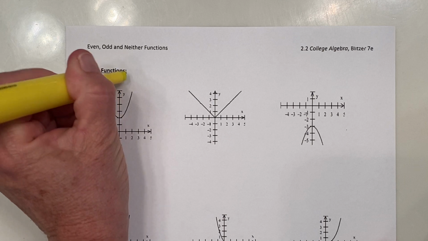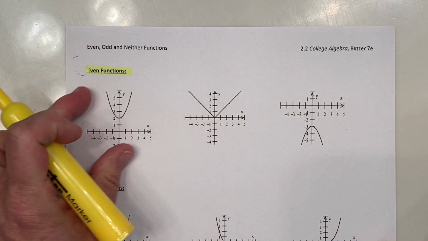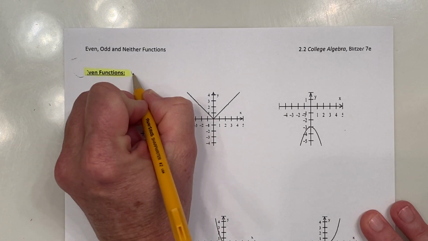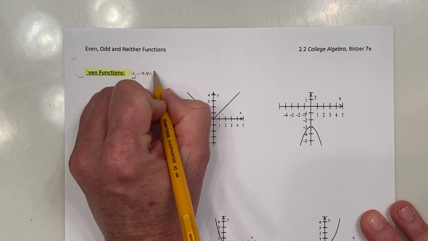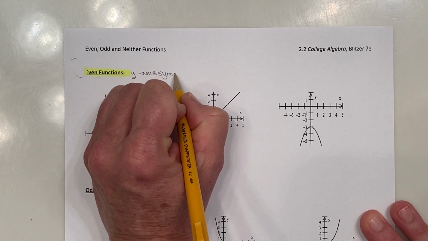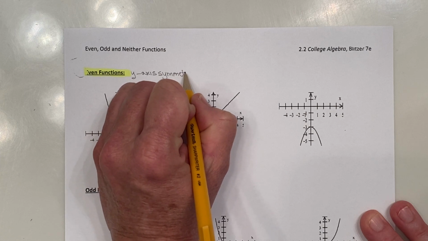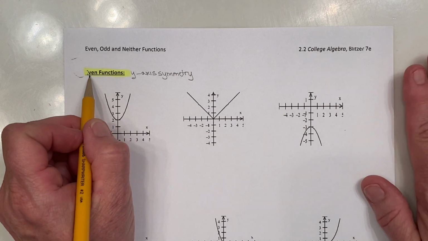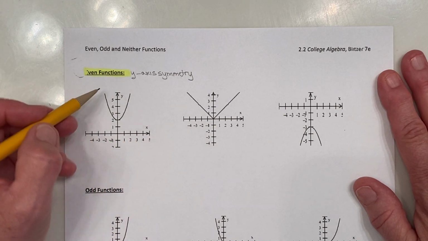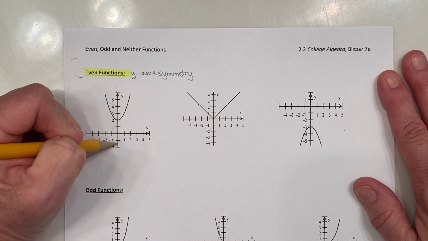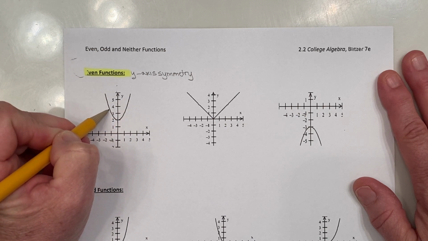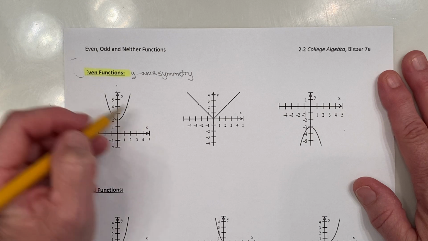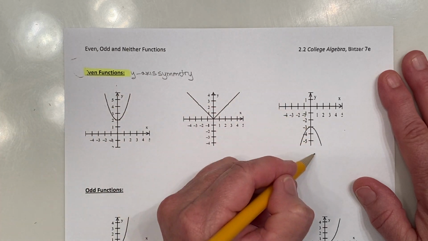All three of these graphs across this row are called even functions. Even functions have y-axis symmetry. So if we have y-axis symmetry, then the function is said to be an even function. Just think about where the y-axis is. If you were to fold along the y-axis, that fold is going to create a mirror image of the graph. Same thing here, and same thing here.